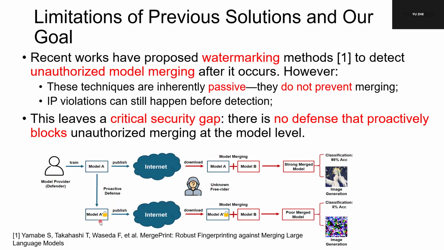And then after model A prime is published to the internet, and the attacker downloads model A prime and uses model merging, they can only get a very bad model. For example, if it's a classification task, they can get accuracy less than 10%. And if it's a generative model, it can only generate noise.